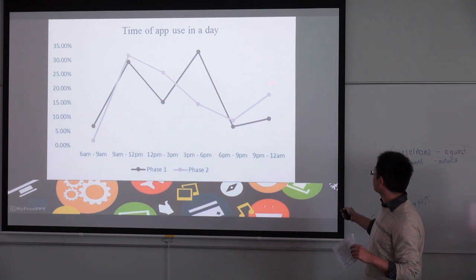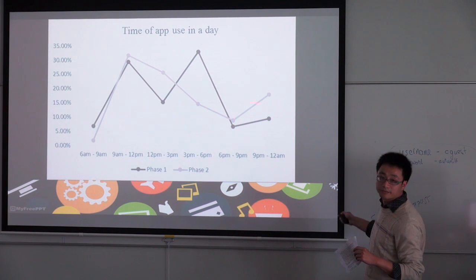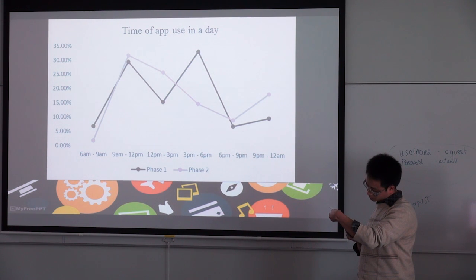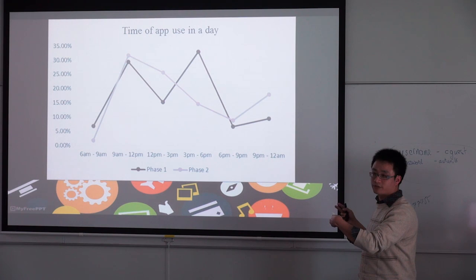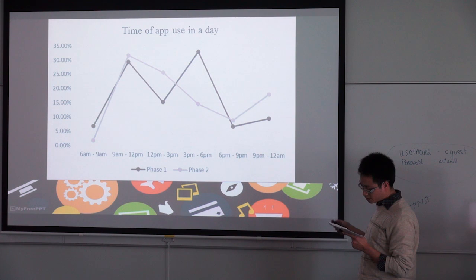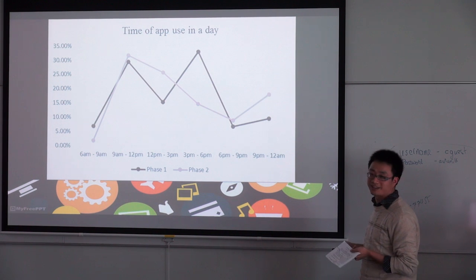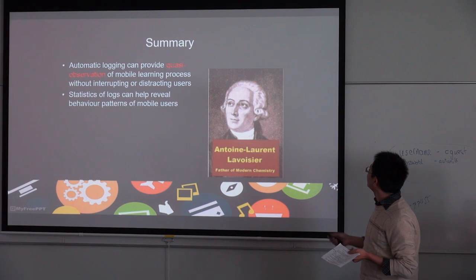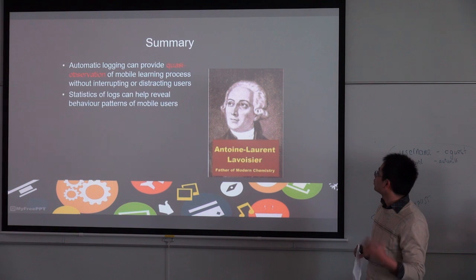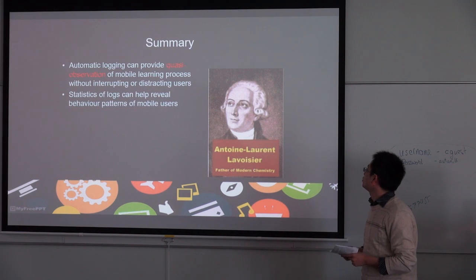It accounted for a considerable share of the time. Which means this is out of the reach of classroom education or teacher instruction, and it represents spontaneous, independent, and autonomous learning. Okay, to wrap it up, automatic logging can provide quasi-observation of a mobile learning process without interrupting or distracting the users. And the statistics of the logs can help review some behavioral patterns of mobile users.